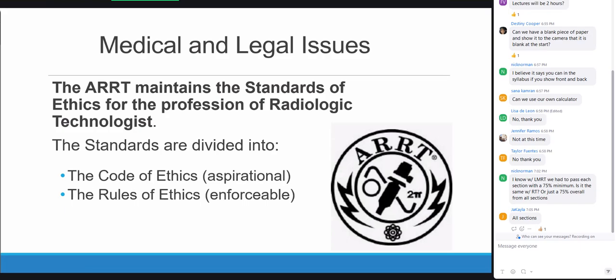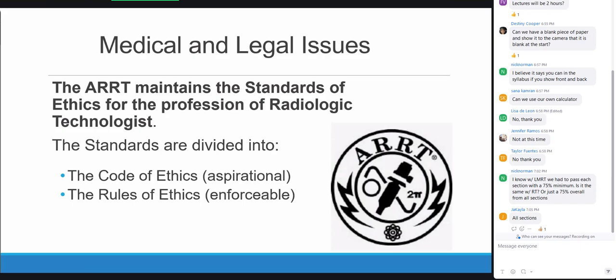They want us to try to stay faithful to those 11 principles, understanding though that it may not be possible at all times. The rules of ethics, however, are not aspirational. You have to abide by the rules of ethics. The code of ethics, we work towards making sure that we are within those. But the rules of ethics are very, very specific.